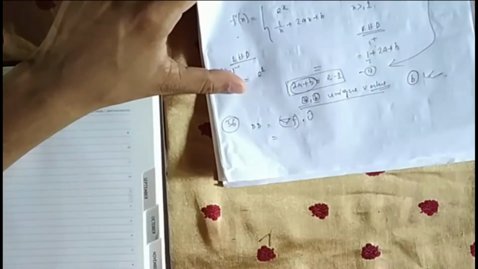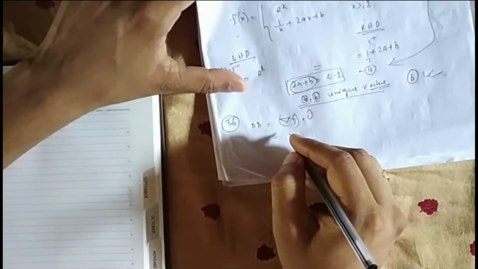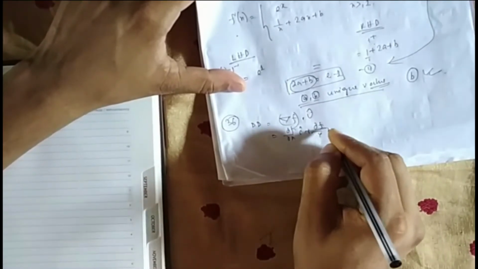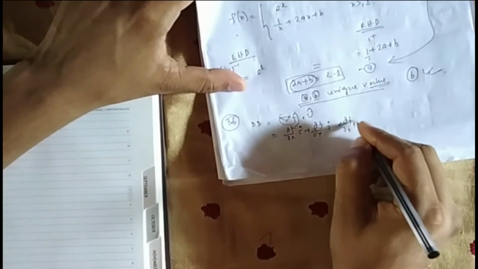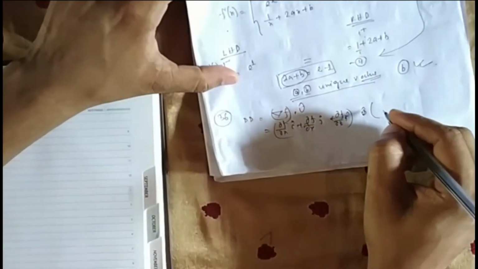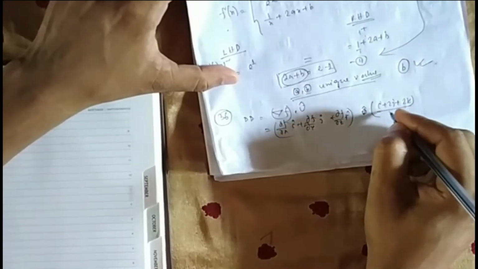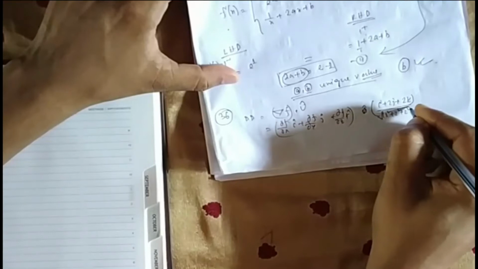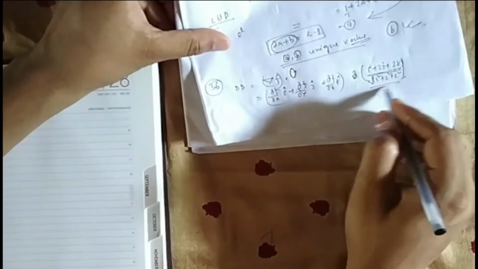So what is grad f? Grad f is del f del x i cap, del f del y j cap, and del f del z k cap, dot the unit vector. What is the unit vector here? The unit vector is i plus 2j plus 2k divided by the magnitude, square root of 1 square, 2 square, 2 square. Because it is a unit vector, the cap means you have to divide by the magnitude.